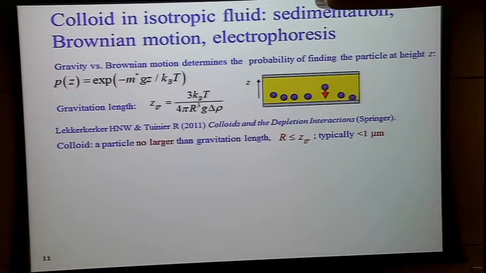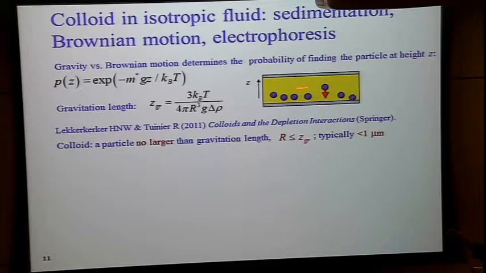So how many of you can give the definition of a colloid? Wonderful. Give us the definition of the colloid. Particles of micron size. Micron size. What's special about the micron size? Because of Brownian motion, they flow around.